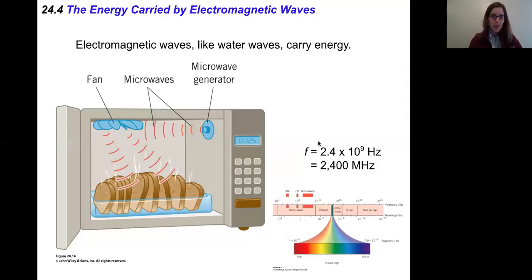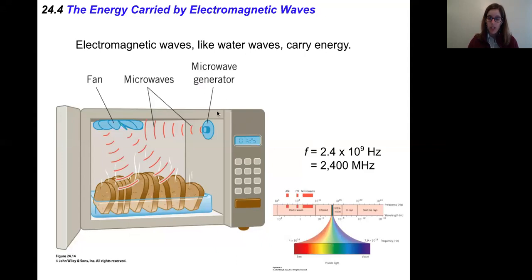Okay, picking up again with section 24.4, we can look at the energy carried by electromagnetic waves, because electromagnetic waves, just like water waves that you see at the ocean, carry energy along with them. And one example that might be familiar to a lot of us is a microwave oven, right?